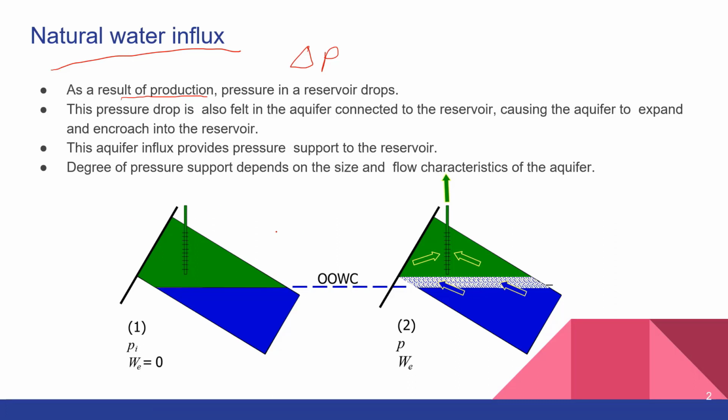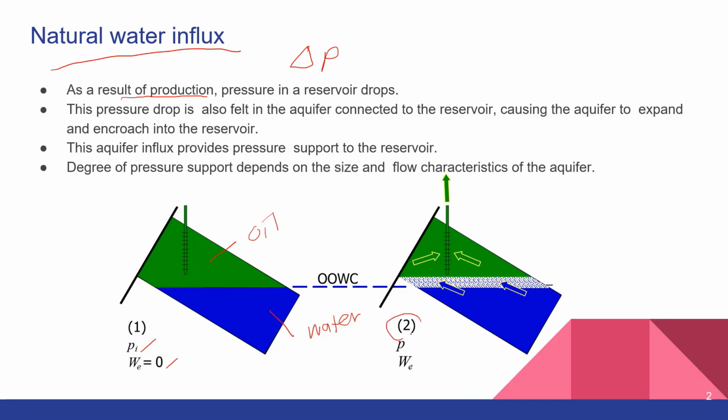You can see from the picture here is a reservoir. This is your oil, the green part, and the blue part is your water, or aquifer. Figure number 1 is showing the initial pressure and the initial water influx, meaning the force of water entering the reservoir. Initially it will be 0.